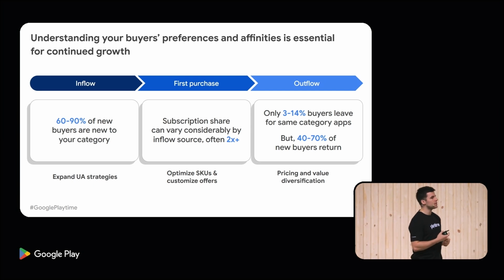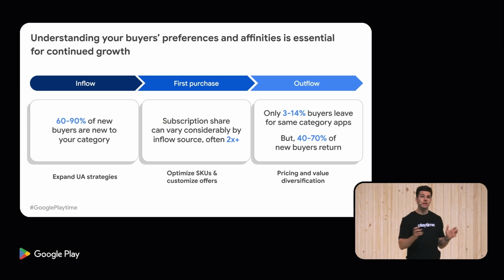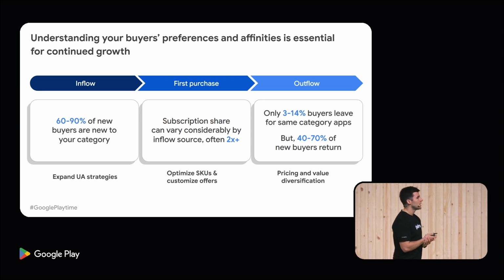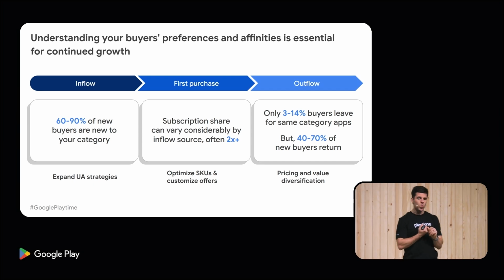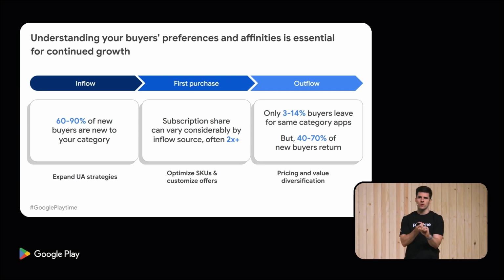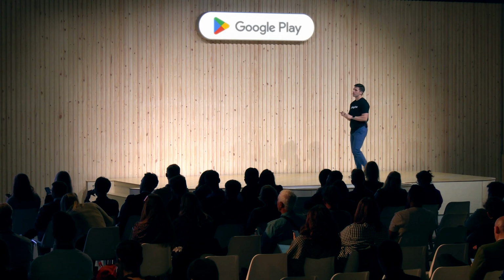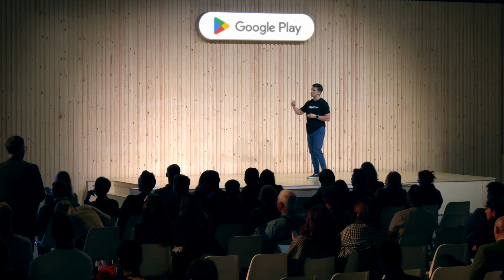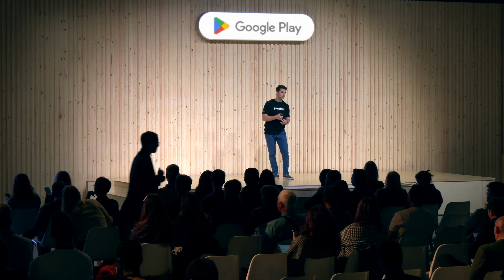And lastly, we see that when buyers leave, only 3 to 14% of the time are they leaving for one of your direct competitors. We also see that when a buyer does leave, it's often due to pricing sensitivities or differences in preferences for subscriptions versus IAPs. Conversely, we see that 40 to 70% of your new buyers do return, right? So perhaps here, the takeaway is how you can consider your pricing and value diversification. Make sure you're offering the SKUs that your buyers are seeking, either from you or from your competitors.